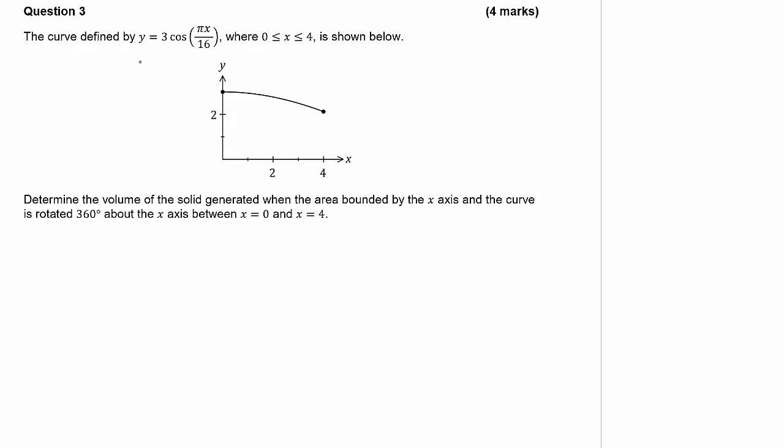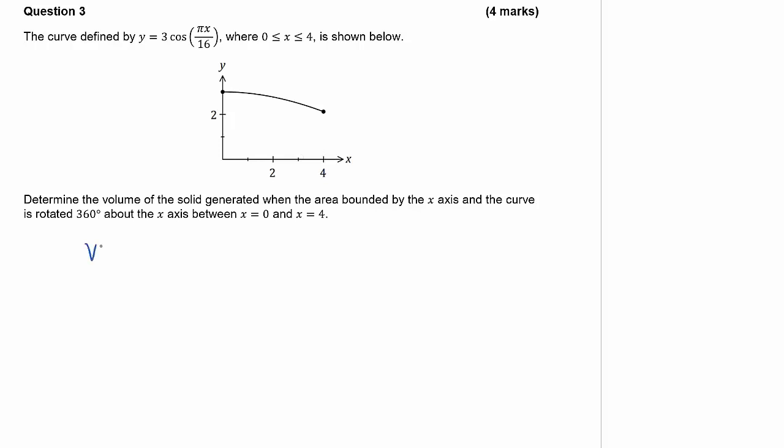The curve defined by y equals 3 cos(πx/16), where x is between 0 and 4, as we can see on the graph, is shown below. Determine the volume of the solid generated when the area bounded by the x-axis and the curve is rotated 360 degrees about the x-axis, so we're rotating around the x.